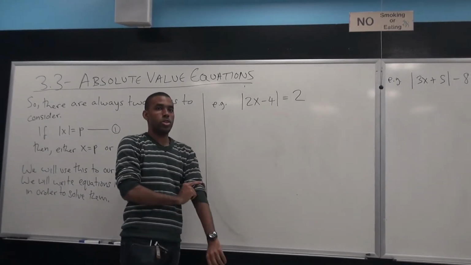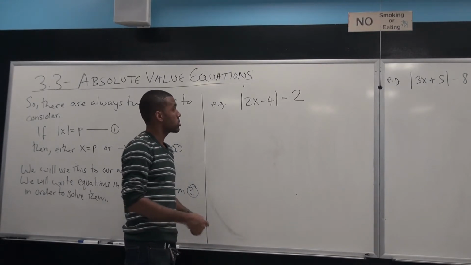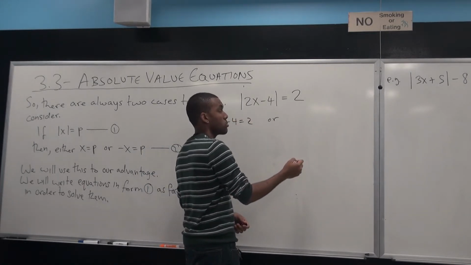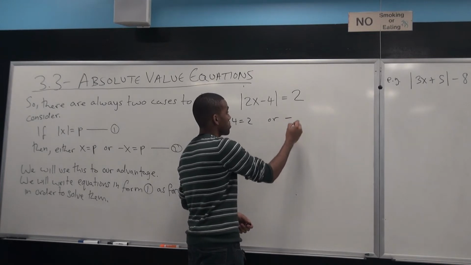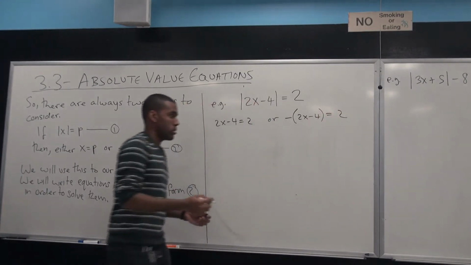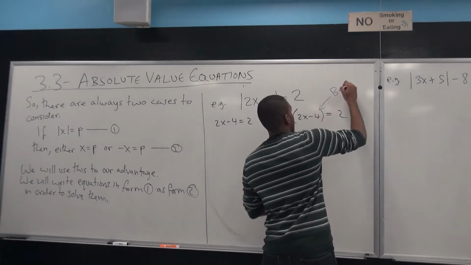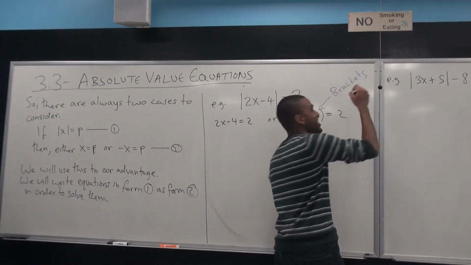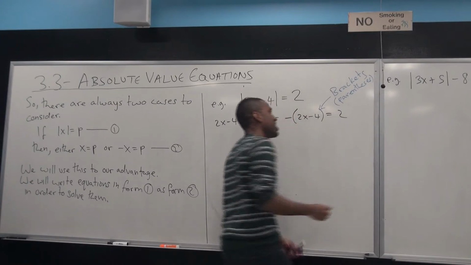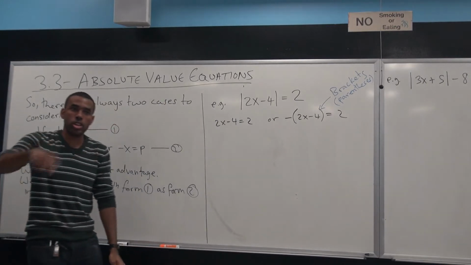How about this first one? What do we do? It can be 2x minus 4 equal to, or minus bracket 2x minus 4 equal to. Right, and notice here, brackets, or as the Americans say, parentheses. That was very important because you just took the negative of something. You need to open brackets afterwards because it'll change all the signs.